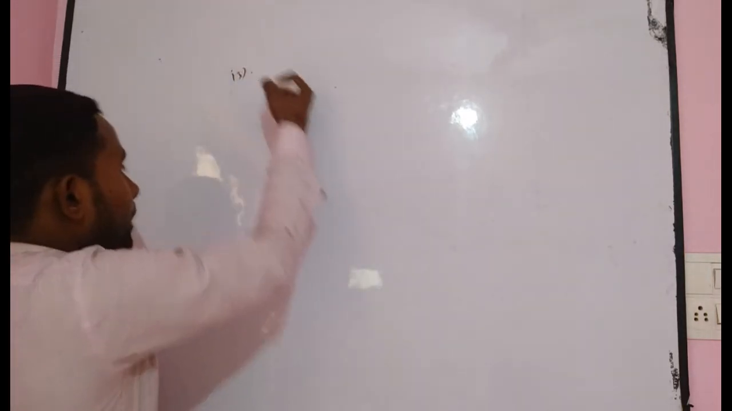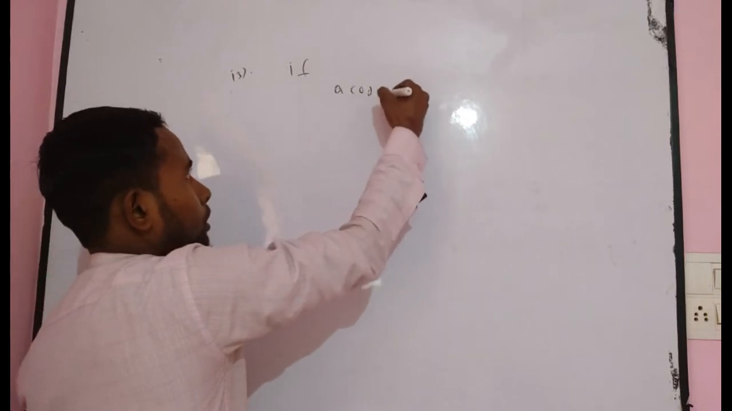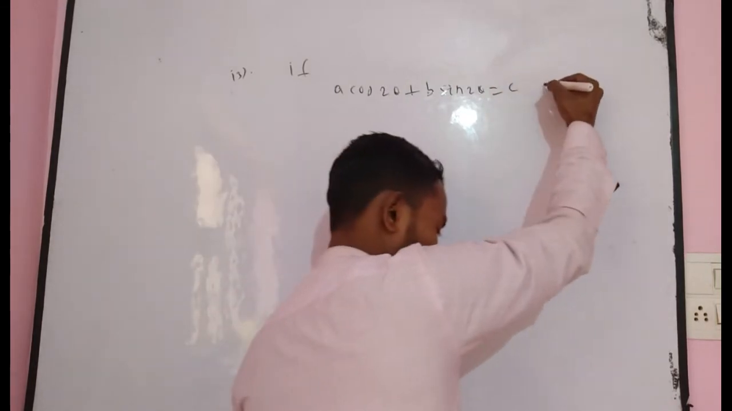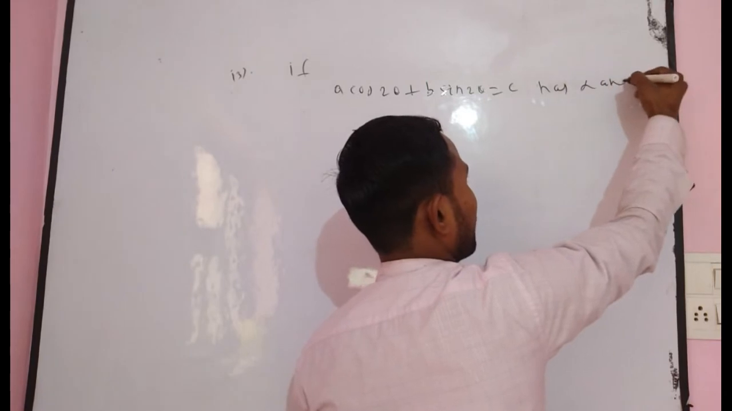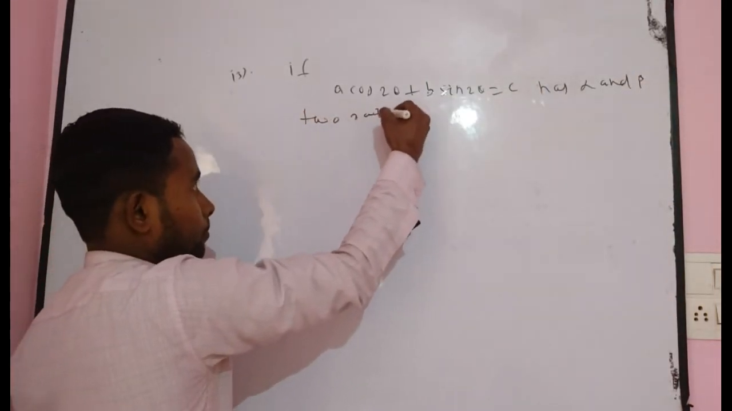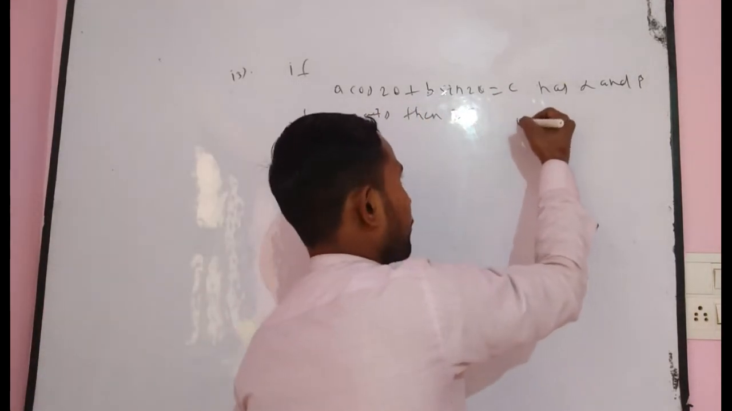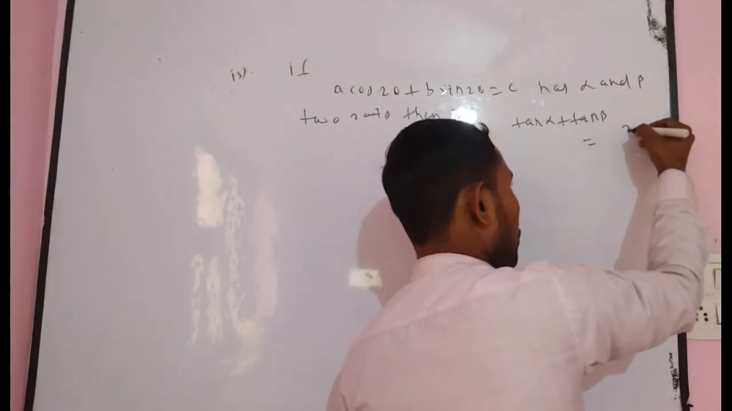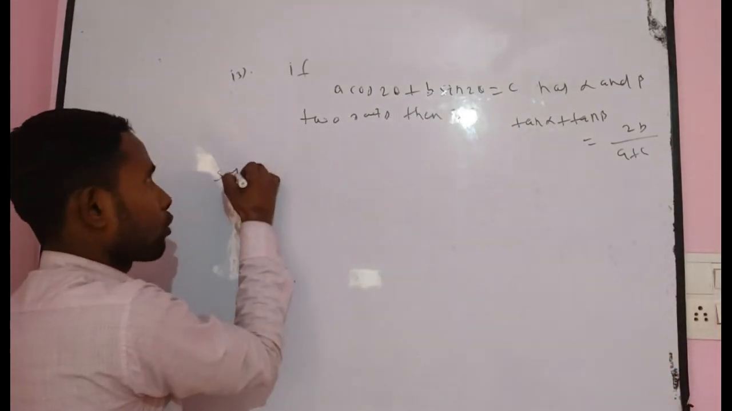Problem 13. In this problem it is given that if a cos 2 theta plus b sin 2 theta is equal to c has two roots alpha and beta, then prove that tan alpha plus tan beta is equal to 2b by a plus c. Now I write a simple question. How can you show it?